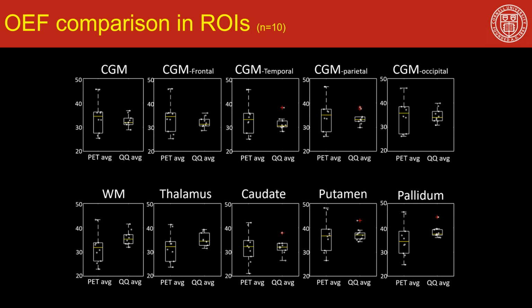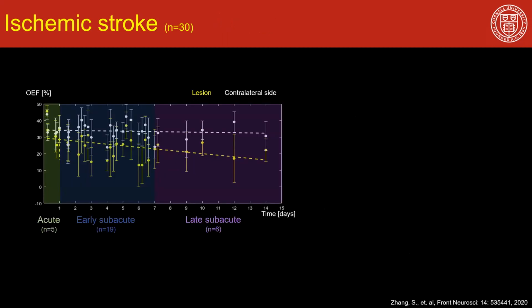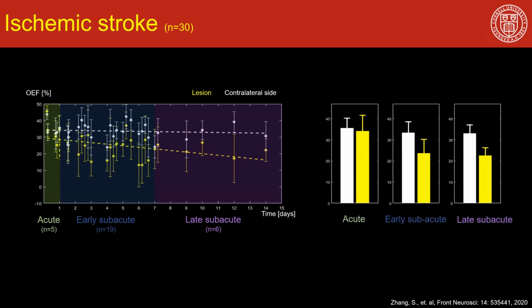QQ is now poised for further evaluation in patients where OEF is likely to be regionally affected. Finally, I will introduce our initial clinical experience in stroke and multiple sclerosis. In the stroke, the OEF in the ischemic core shows a decreasing trend as time between symptom onset and MRI examination increased. There were significant OEF changes among three stages: acute, early subacute, and late subacute, whereas no significant changes were found for CMRO2, CBF, and ADC values among the three phases.